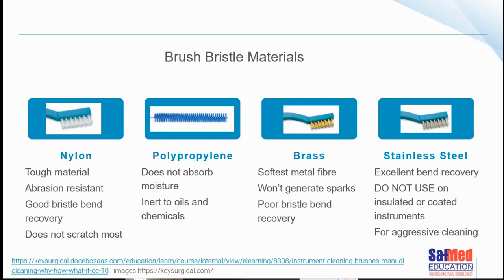Nylon's a very tough material. It's abrasion resistant. It's got good bristle bend recovery. But the nice thing about it is it really doesn't scratch most types of surfaces unless you've got a really, really soft metal or a really soft surface. Nylon is the softest brush bristle available at the moment.